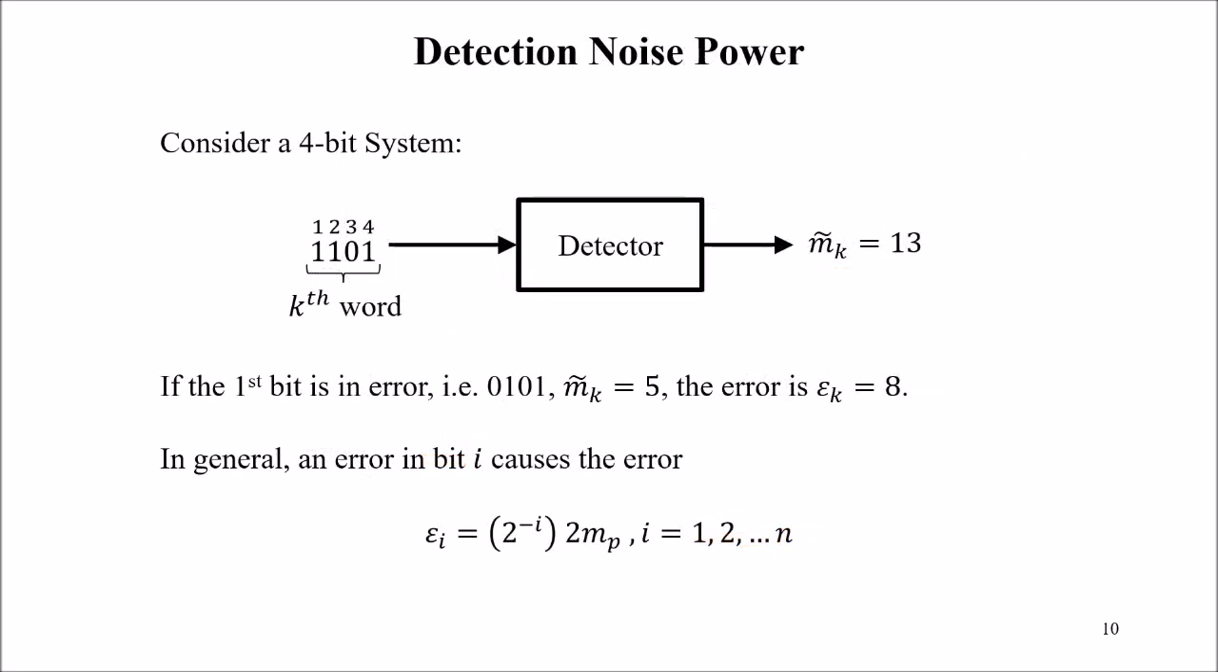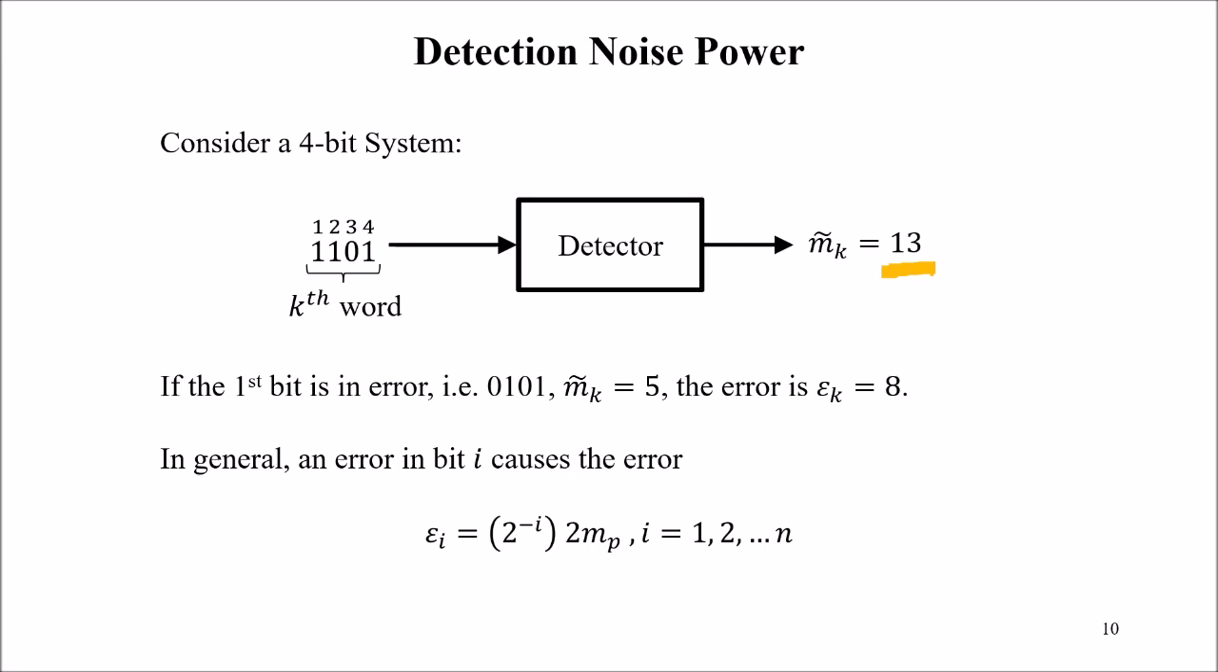The detection noise power is a bit more complicated. Let's consider, for example, a 4-bit system. So our input to the detector is a 4-bit word, 1101, let's say. That is a word number K, and that goes into the detector, and out comes a value of the detector, which is the numerical value of 1101. So that's a numerical value of 13. This, of course, would be scaled by our quantizer levels, our quantizer range, but we'll just leave it here as a value of 13.